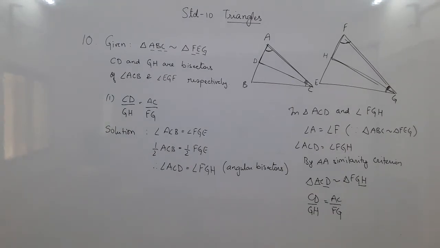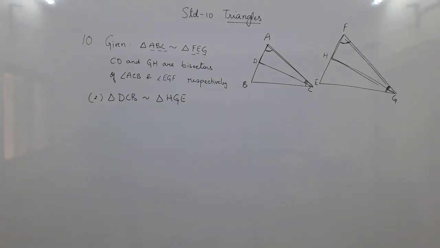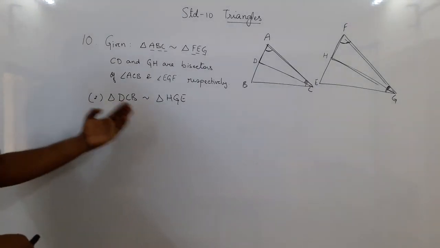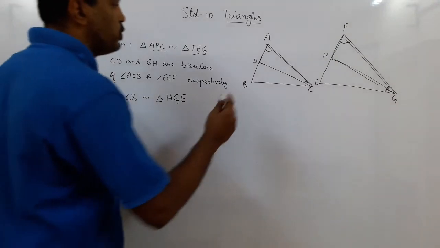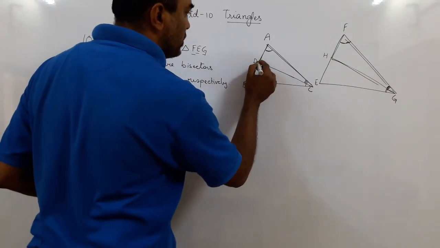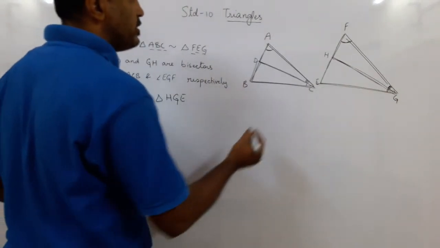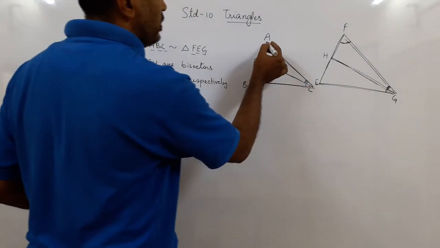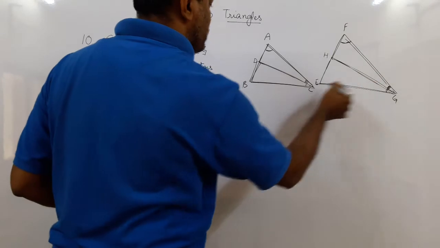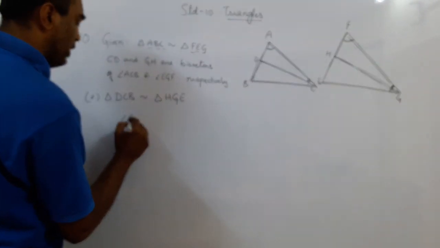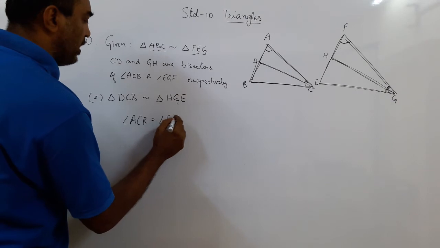Now the second part to be proved is triangle DCB is similar to HGE. I'm going to stop here, I need to rub the board. First part is proved. Now we'll move to the second part. You have to prove the second part, and I will not do this for you, but it is the same way you go. This time, triangle DCB you have to prove similar to HGE. Again the same thing: angle ACB equal to angle FGE.